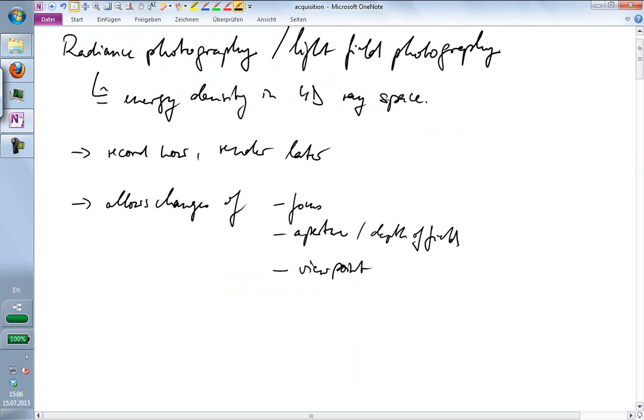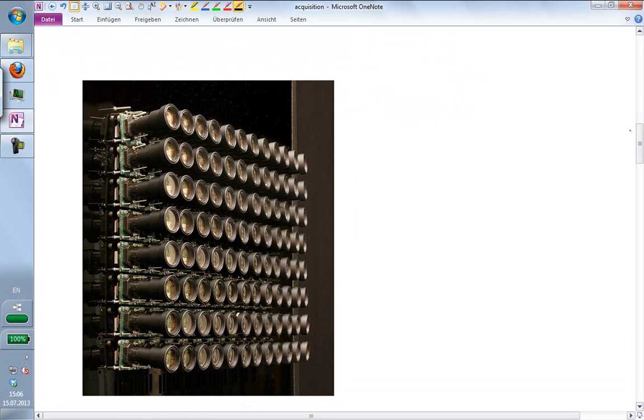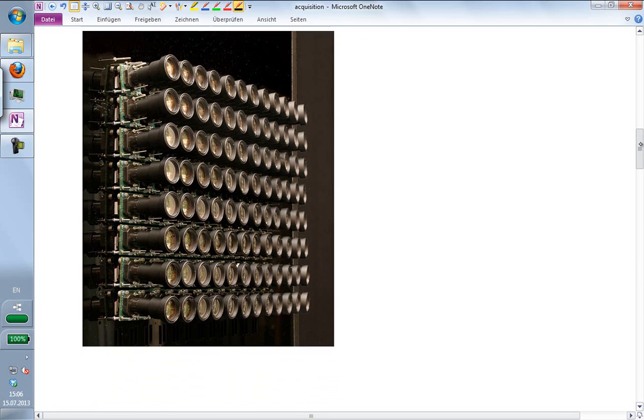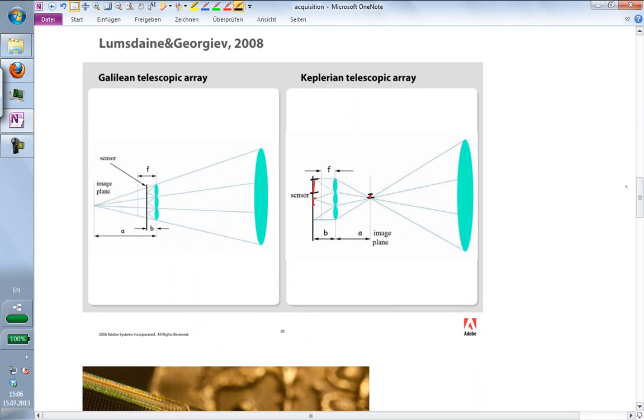So I've shown one extreme realization. This is from the early 2000s, and they needed special streaming hardware and so on to get all this data to disk fast enough. Here's a sketch of more realistic hardware. This is a slide from Todor Georgiev from a tutorial he gave in 2008. And this explains how the micro lenses can be arranged relative to lens and sensor.